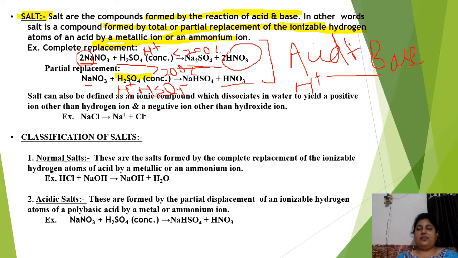If the reaction is at less than 200 degrees Celsius, then it results in the complete replacement of hydrogen. While if it is more than 200 degrees Celsius, then it results in the formation of bisulfate ion, that means partial replacement. Clear? Basically, salts are ionic compounds.